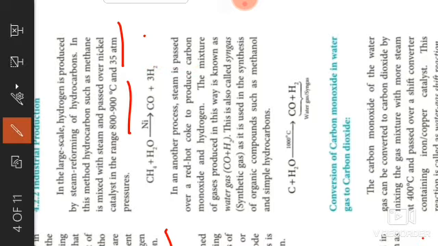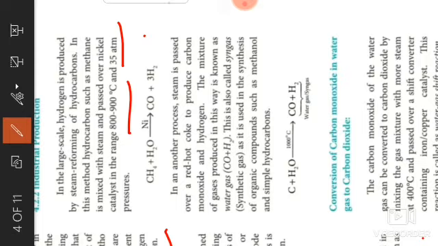So on a large scale, hydrogen is prepared by the reaction of methane over a nickel catalyst to form carbon monoxide and hydrogen. In another process, steam is passed over red hot coke to produce carbon monoxide and hydrogen. The mixture of these gases is known as water gas.